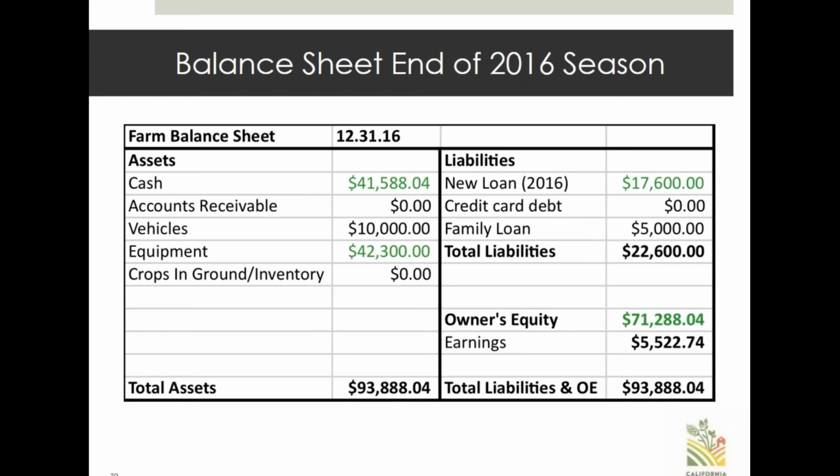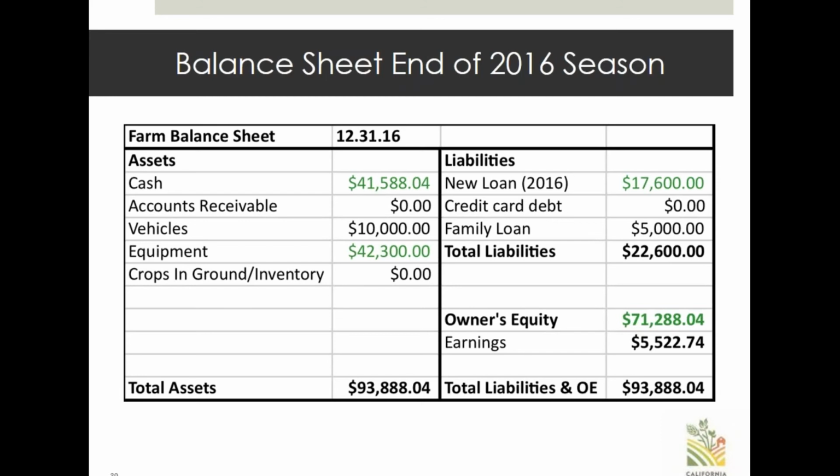Thank you. So what you'll see is that at the end of 2016, looking at how it reflects on the balance sheet, his cash is a little lower. He has all the equipment that he purchased: a $22,000 tractor, a $5,000 greenhouse, a $3,000 cooler, plus the equipment that he already had. In addition to that, he has no crops or inventory in the ground. He sold all of that.